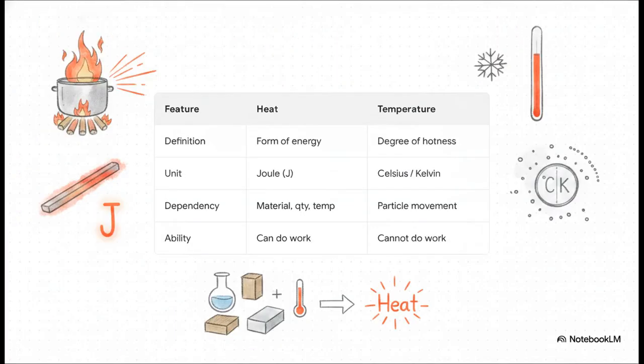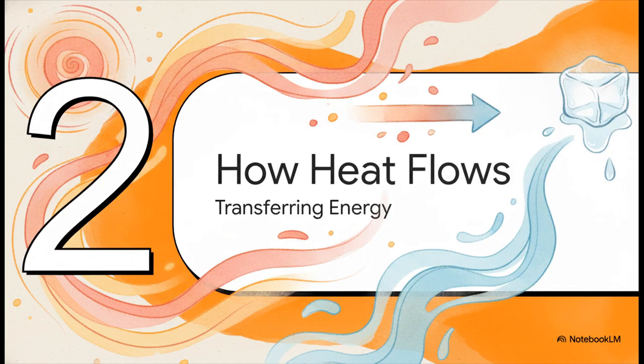So, that brings us to the core difference. Heat is a form of energy. It can actually do work, and we measure it in joules. Temperature, on the other hand, is really just a measurement. It's the degree of hotness or coldness based on particle movement, and we measure it in Celsius or Kelvin. Temperature can't actually do work, it just tells you the state of an object. Plus, the total amount of heat in something depends on the type of material, its quantity, and its temperature, all working together.